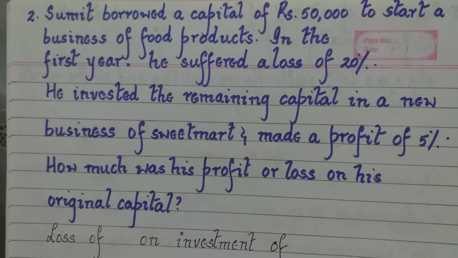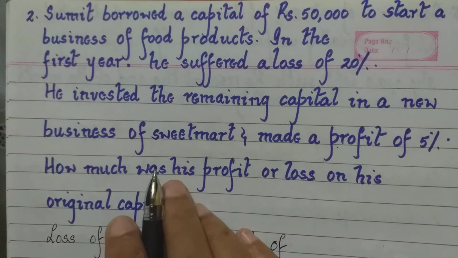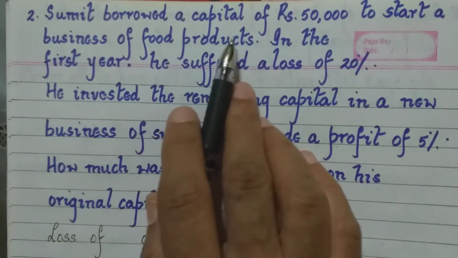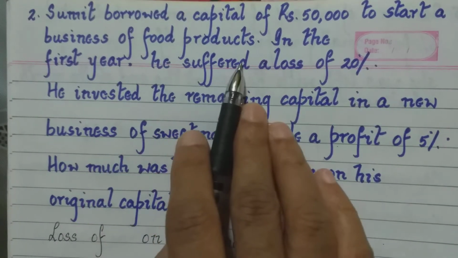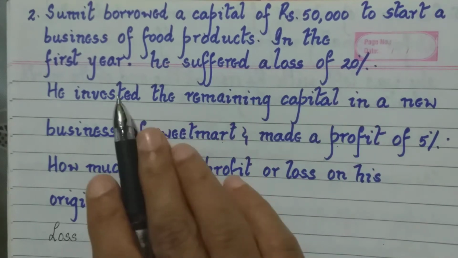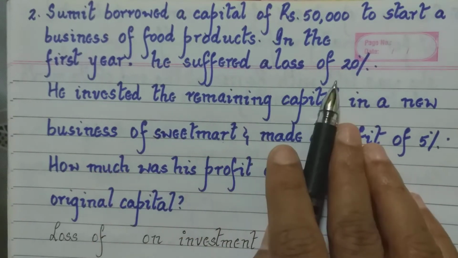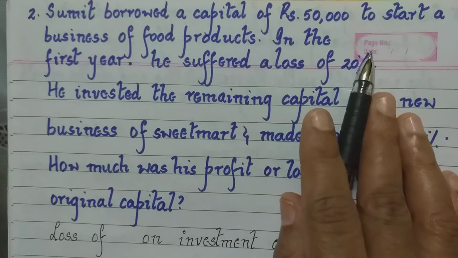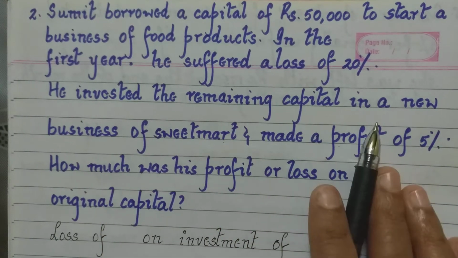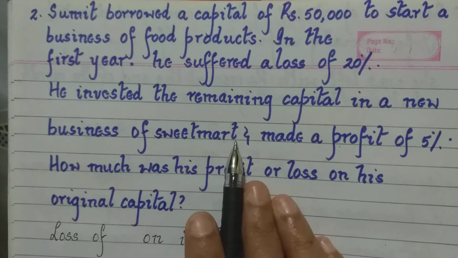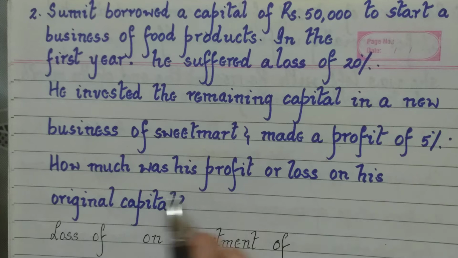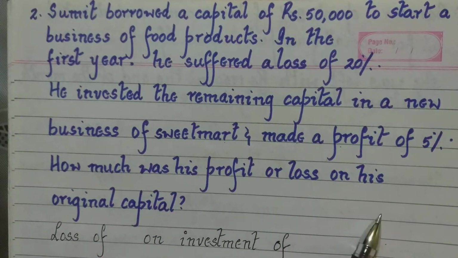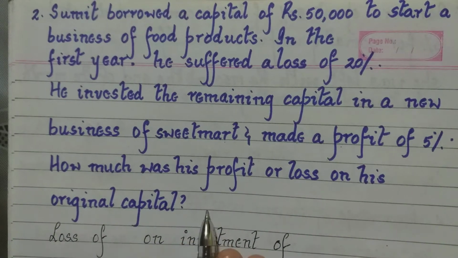Second question. Now the second question is a little different from questions 1, 2 and 3. Let us see how it is done. Sumit borrowed a capital of rupees 50,000 to start a business of food products. In the first year, he suffered a loss of 20%. He invested the remaining capital in a new business of Sweet Mart and made a profit of 5%. How much was his profit or loss on his original capital?